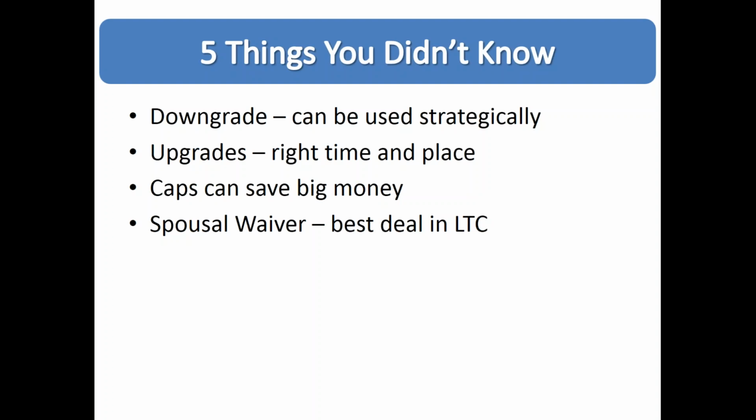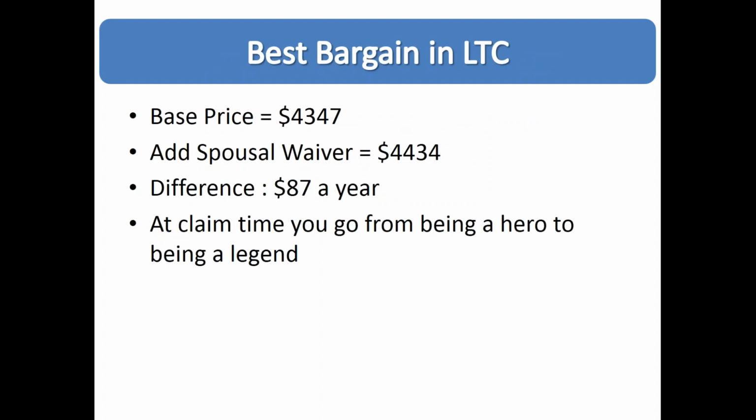Another way you may have forgotten about the Mutual of Omaha policy is the spousal waiver of premium. It is a very inexpensive option and a way to make you look like a stellar person at the time of claim. So we have the base policy for a couple at $4,300. Adding the spouse waiver only costs just under $90 a year. What that does for your client is when one of them goes on claim and is on waiver of premium, their spouse is also on waiver of premium.